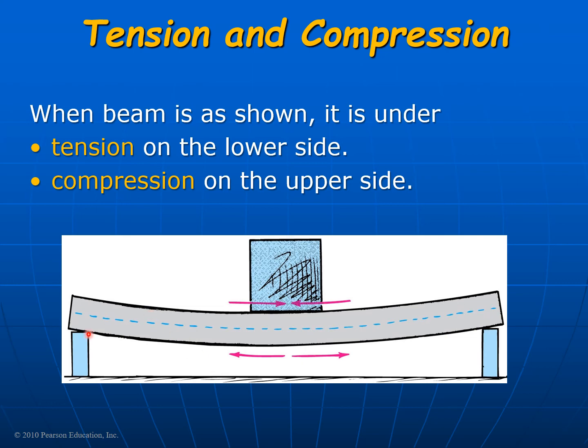What happens when we fix the beam from its two ends and we have a load in the middle? In this case, the tension will be in the lower surface of the beam and the compression will be in the upper surface. And again, we have the neutral line in the middle.